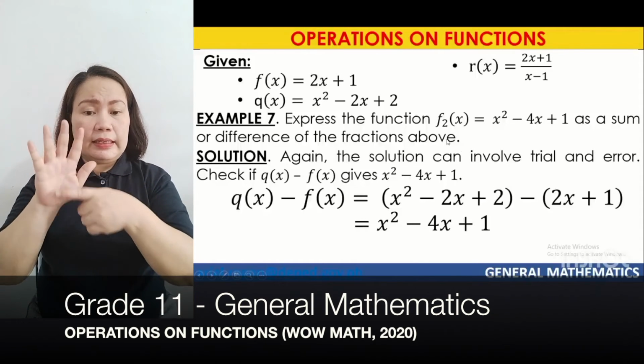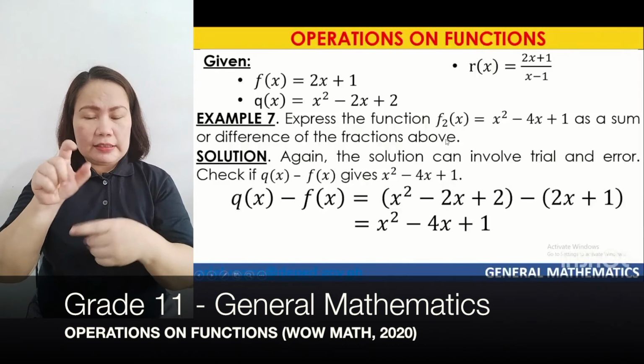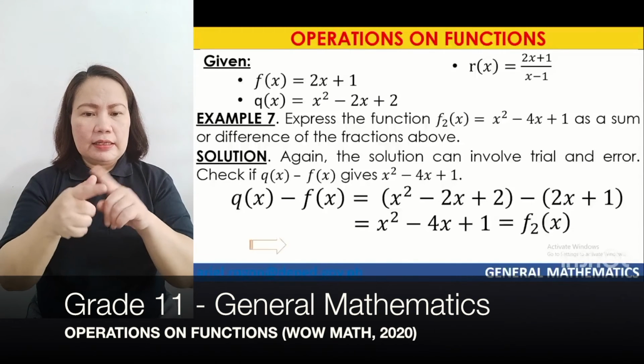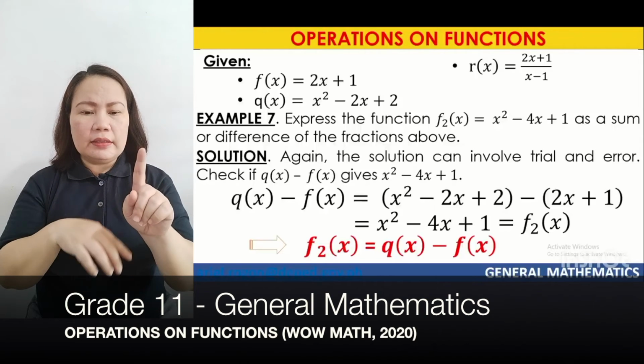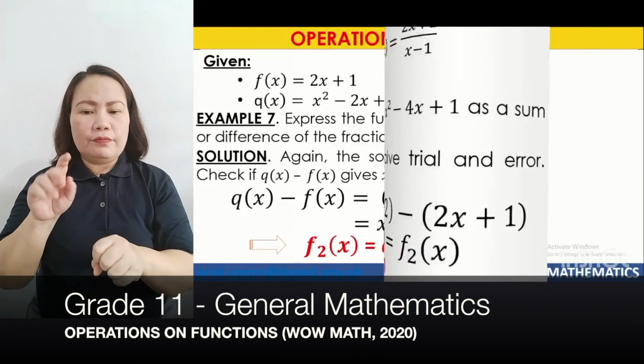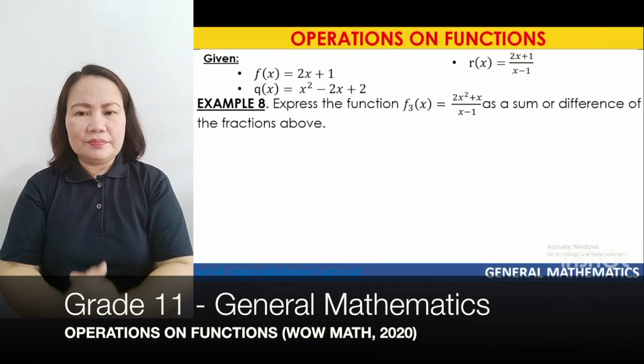So therefore, f2 of x is equal to the difference of q of x and f of x. Okay? Another example.